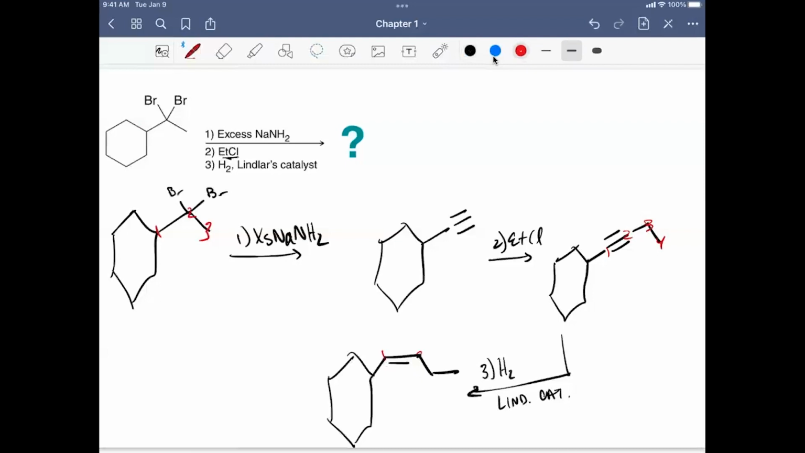So let me just count them again. 1, 2, 3, 4. We have the correct amount of carbon. So your answer for this up here should look something like this. Okay. So there's the answer there.